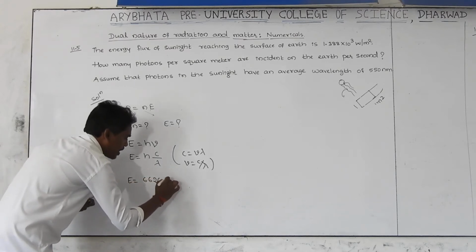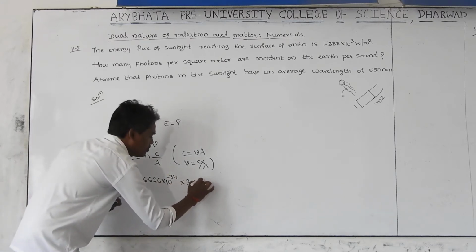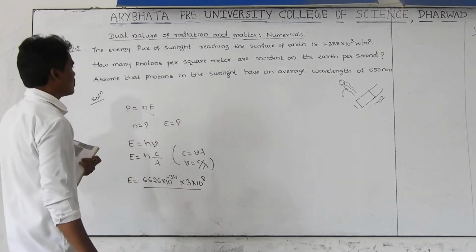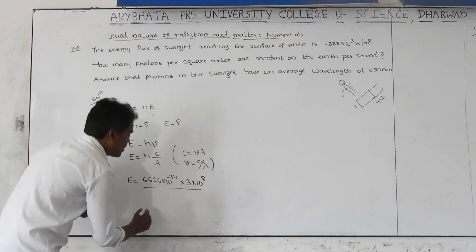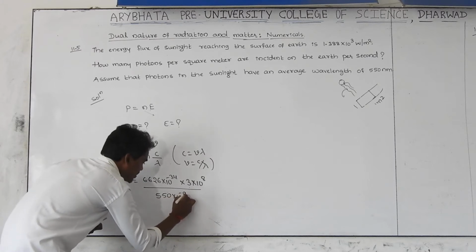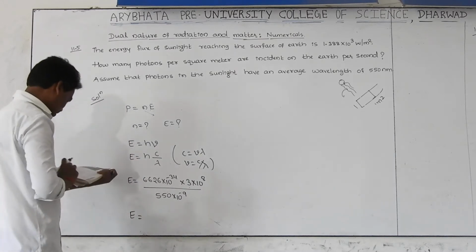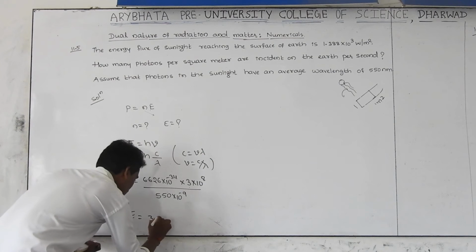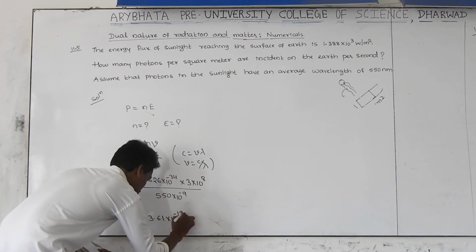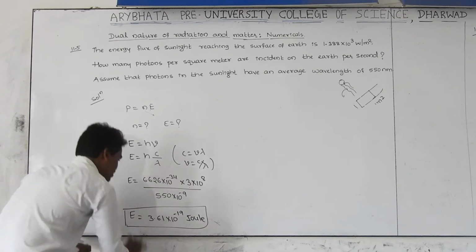E is equal to 6.626 × 10^-34 joule second into the c value 3 × 10^8 divided by the lambda value, which is given as 550 nanometer. Nanometer means 550 × 10^-9 meter. Calculating, E, the energy of one photon, is 3.61 × 10^-19 joule.